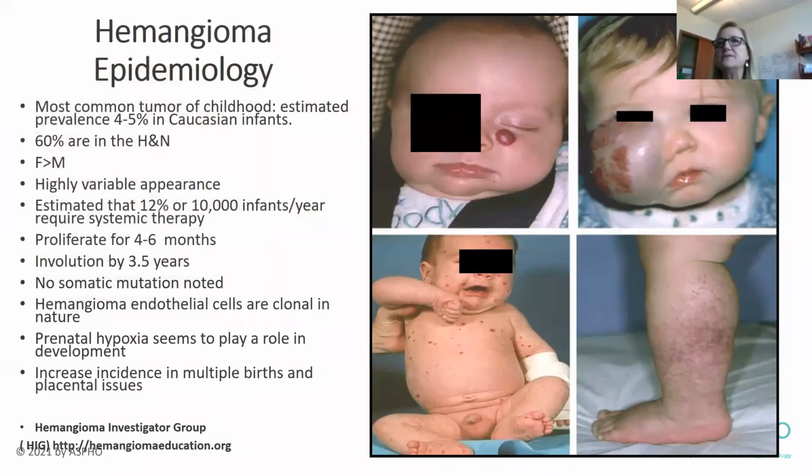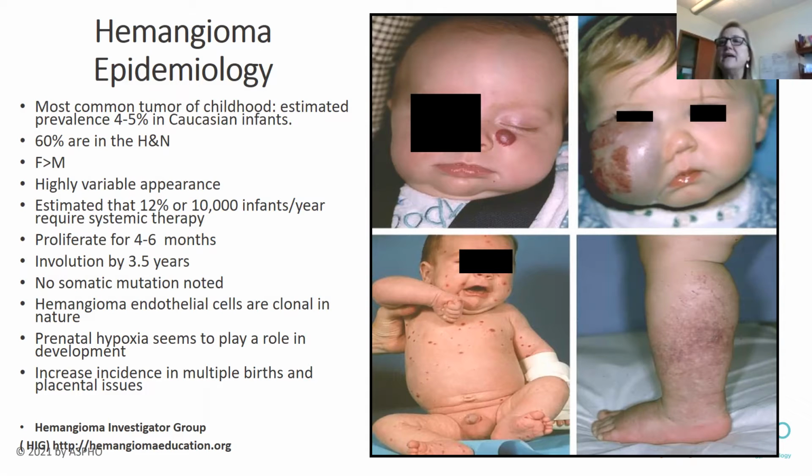So the epidemiology of hemangiomas is pretty well understood. The cause is not necessarily well understood, but there has been a lot of research in the dermatological literature about hemangiomas. We know that it's the most common tumor of childhood, even though it is a benign tumor. The prevalence is about 4% in Caucasian infants.